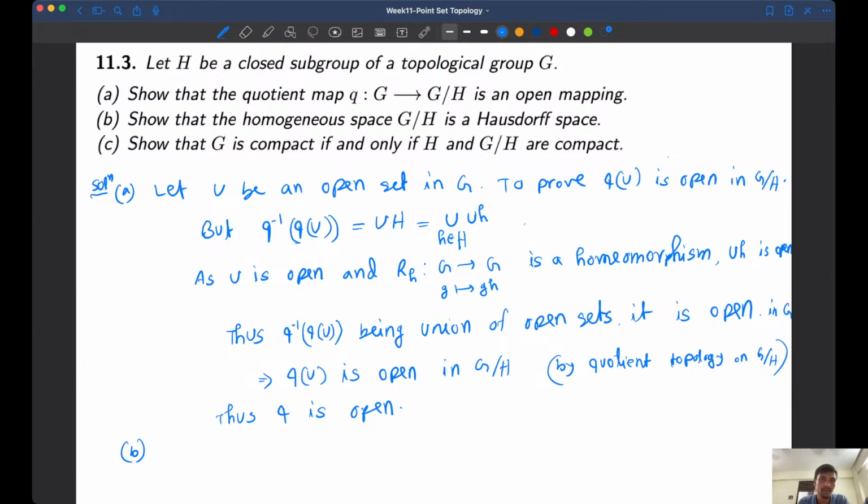Okay. So recall, G mod H is Hausdorff if and only if the diagonal, denoted by delta, whose elements look like (gH, gH) in G mod H cross G mod H such that g belongs to G, is a closed subset.